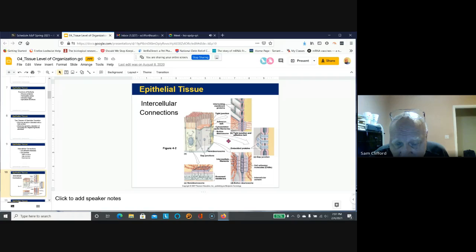And the purpose is to hold the cells together so that they can control what moves across them to get into the tissue that's below them, and also what is produced by them, such as mucus and sweat.